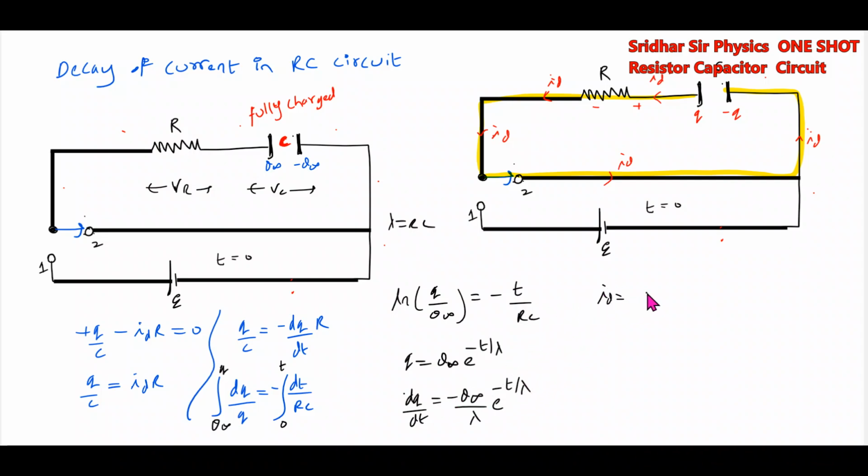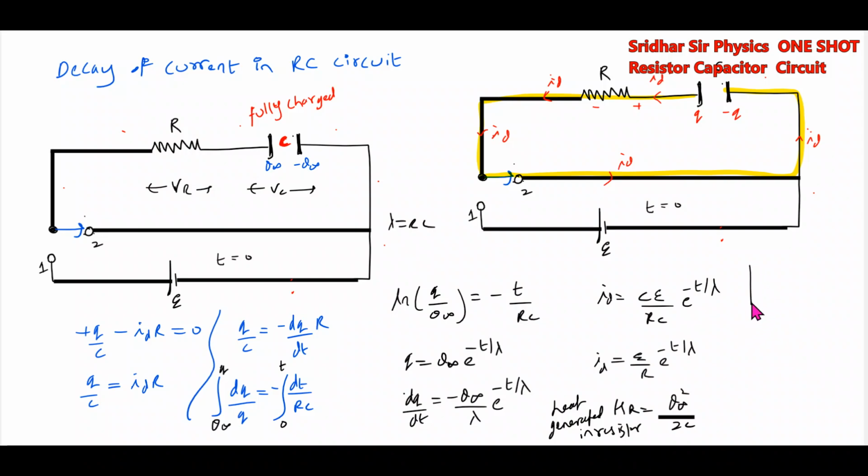The discharging current: Q infinity is what? CE, the steady state charge. Then this will be RC. So all the energy in the capacitor, finally when it becomes zero, all that will be taken by the resistor. So what is the heat generated across the resistor? That should be equal to Q infinity square by 2C. This is the heat generated in the resistor.